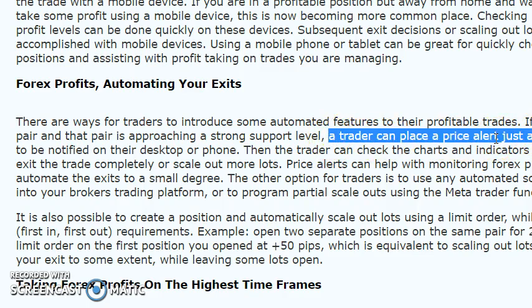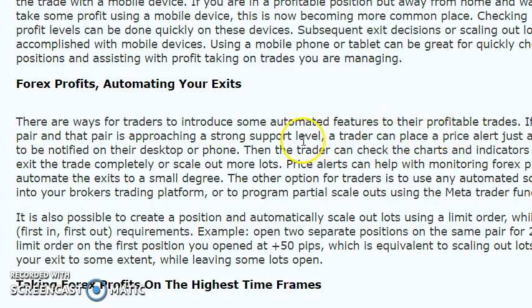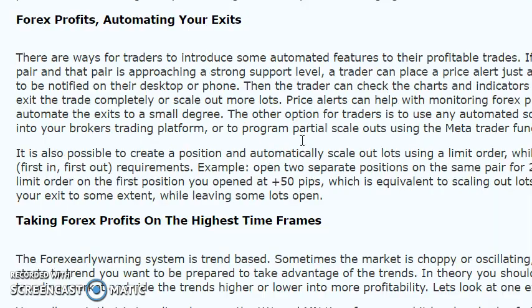You can have that price alert delivered to your desktop, and to any mobile device. And then when that price alert hits, that should be your signal to go scale out more lots, which will only take you about a minute. Scaling out lots only takes about 30 seconds to a minute.